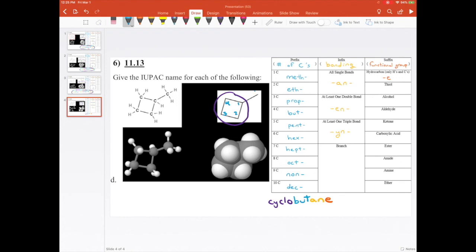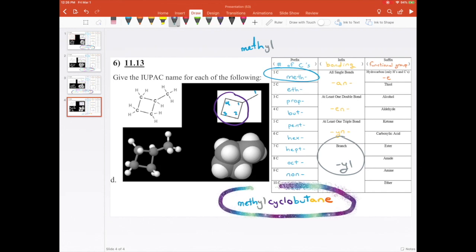Now, this branch only has 1 carbon. The prefix for 1 carbon is meth. And because it's a branch, immediately after that comes the suffix YL. So the name for that is methyl, and that would go in front of the backbone name. So the name for the whole molecule would be methylcyclobutane.